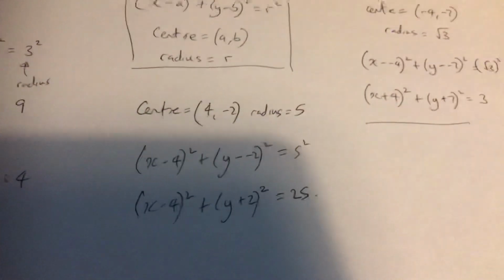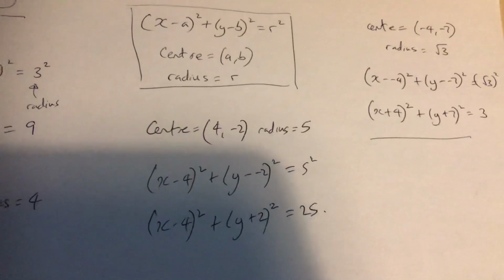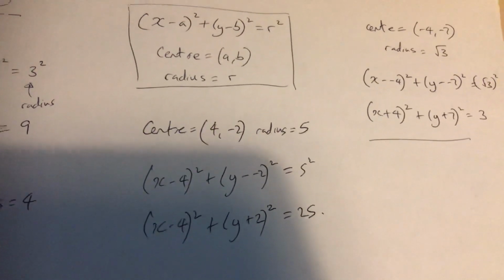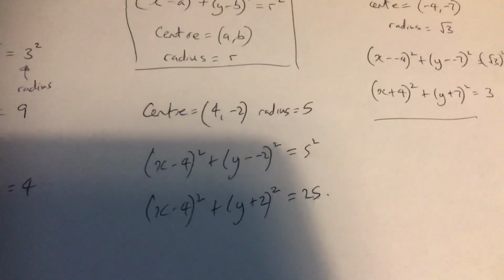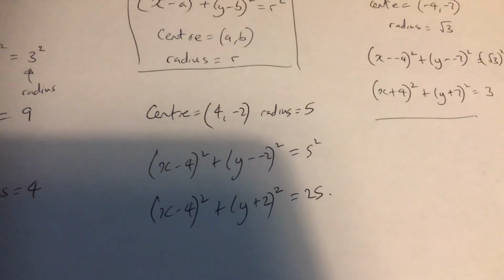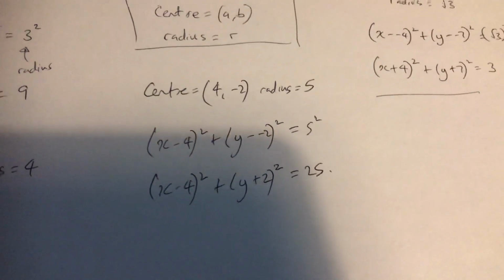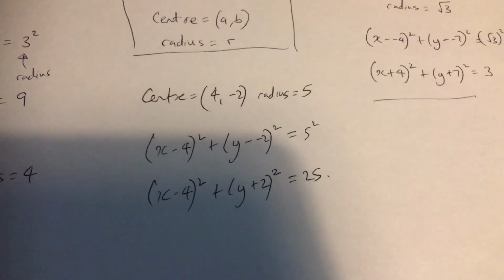Next example. This time we've got a negative number in there. So our centre is 4, minus 2 and our radius is 5. Looking back at our general formula again, we can then write (x minus 4) squared plus (y minus minus 2) squared equals 5 squared. We can rearrange that minus minus 2 as a plus 2. (x minus 4) squared plus (y plus 2) squared equals 25.